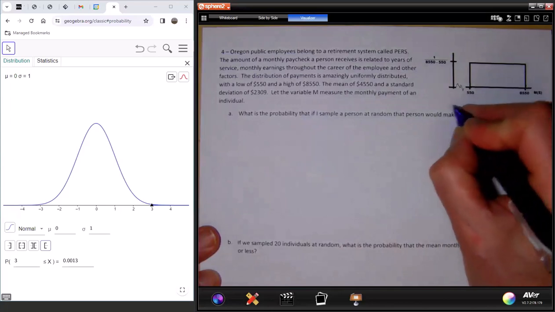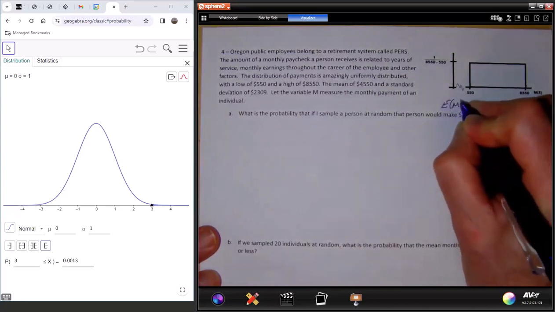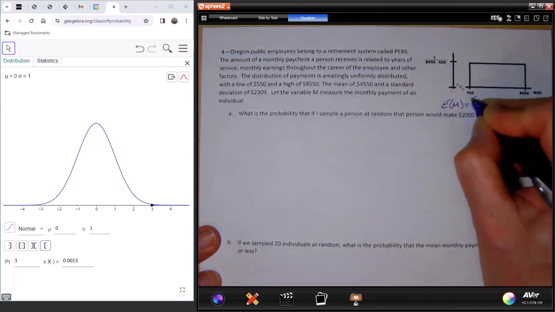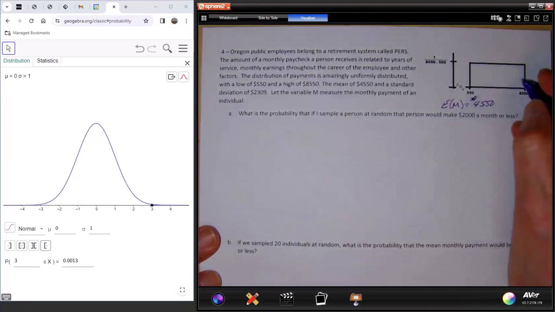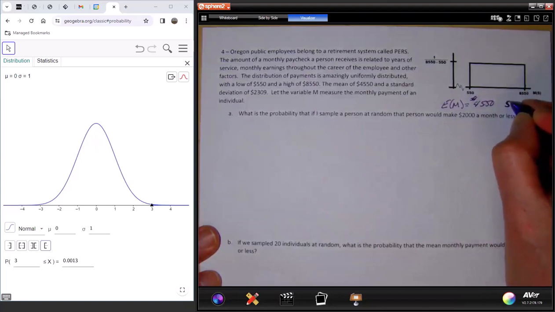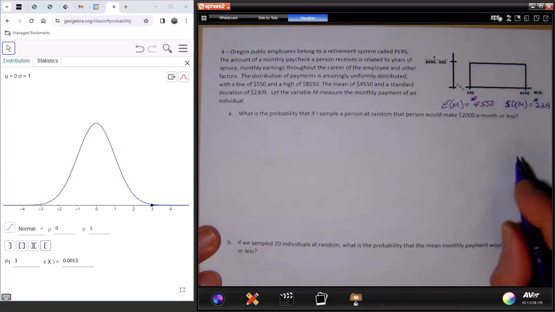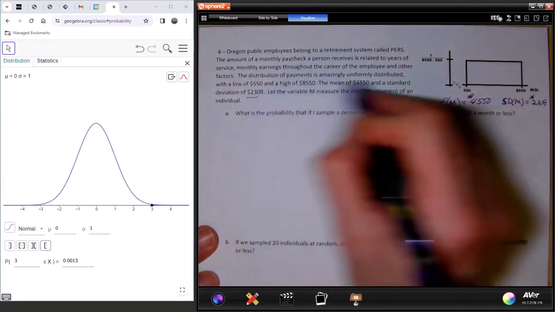I'm going to call this variable M, so I'm going to go E to the M. Keep trying different variables so you realize I don't have to use X all the time. So this is the mean of this distribution, 450, and a standard deviation of, please remember to use the variable, 2309. So we got our standard deviation and our mean.